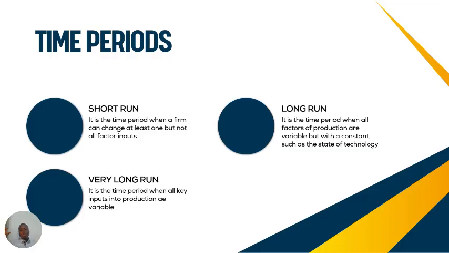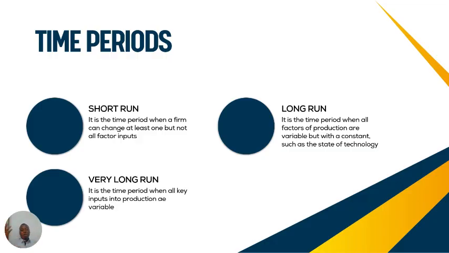The rest won't change in the short run. Only one will change. The rest are still held constant. Do you understand? That is, the rest are not changing. When we say factor input, we are talking about factors of production. So at least one is changing, and there are still those which are held constant.